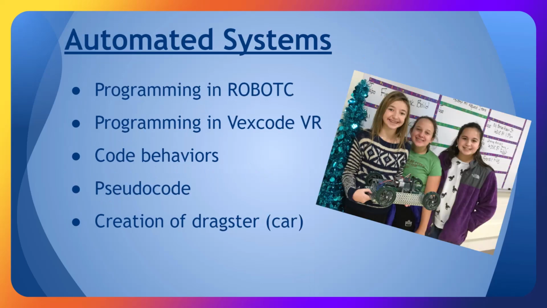Our last unit is going to be our automated systems unit, where we will look at programming in a couple different programs. One is Robot C. The other is VexCode VR, which we will be using when we program our final lab, which is our dragster or a car. We'll look at code behaviors and pseudocode, all things that kind of wrap up what it means within those different coding programs and how they're used.